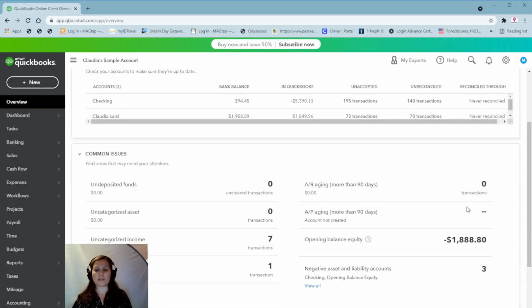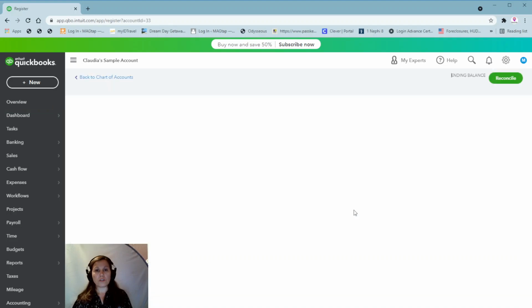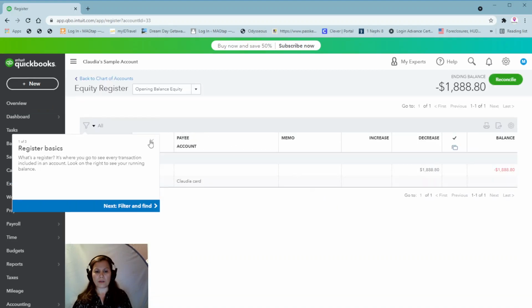So those are the things that I'm going to look at. And as you can see, because this is a sample account, I left quite a few errors in here so that we can observe them. And finally, we're going to take a look at some negative assets and liability accounts in the balance sheet. So here it says that I have 3 of them. In this case, I would open them to verify which ones are the negative accounts.